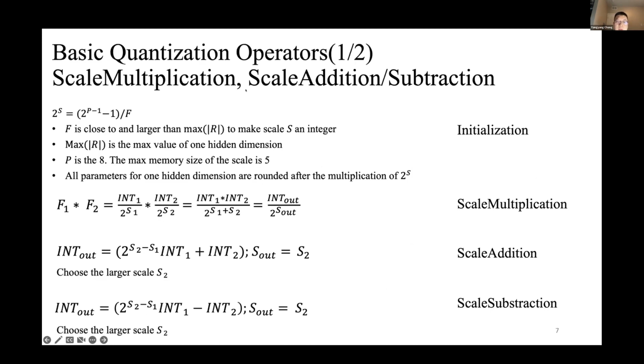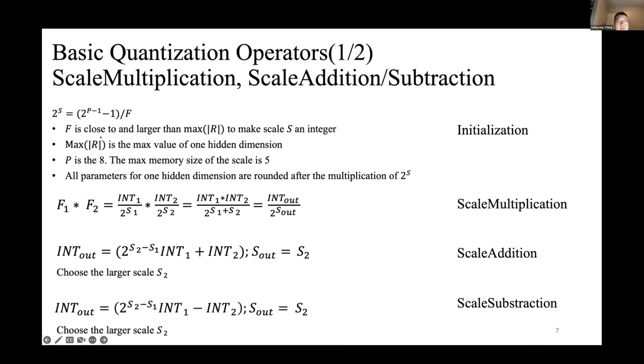Okay, now let's talk about more complicated things. It's pretty much mathematics, because deep learning networks are based on math. First, let's talk about the basic quantization operators. We call them ScaleMultiplication, ScaleAddition, and ScaleSubtraction. First we need to initialize. Once we have a floating point number, we need to convert it to the multibit quantized value, so we follow this first equation.